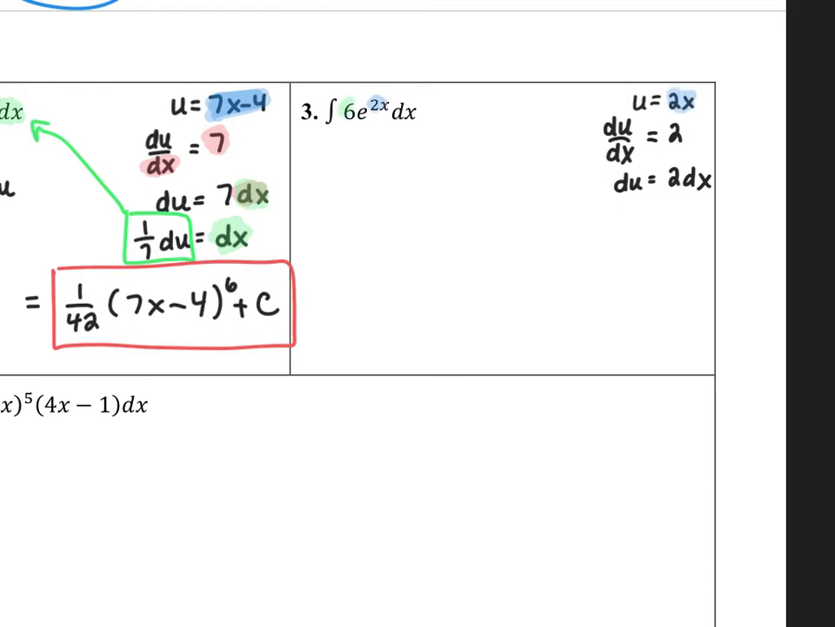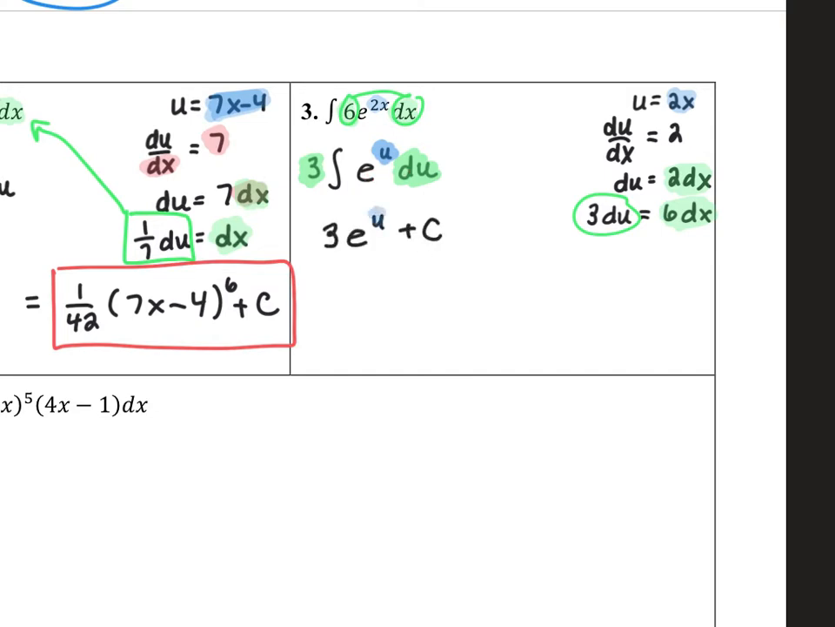Here I have a 6dx, and here I have a 2dx. In order to get those to match, I can multiply both sides of this by a 3. That tells me that this 6 dx can be replaced with a 3 du. I went ahead and pulled that 3 to the outside of the integral sign, to save myself a step. I know that the antiderivative of e to the u du is just e to the u.